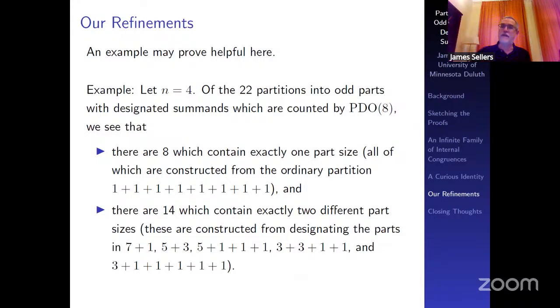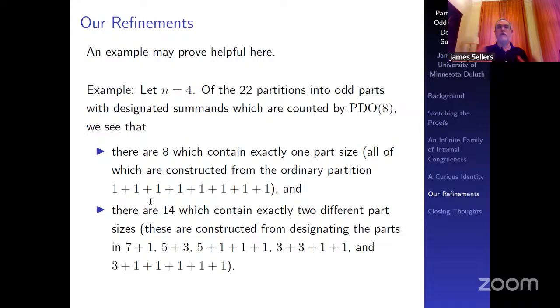parts here, because that would mean you'd need some 1s, you'd need some 3s, and you'd need some 5s at minimum. And that adds up to 9, and we're only trying to add up to 8. So this is it. These are the 22 partitions counted by PDO of 8.